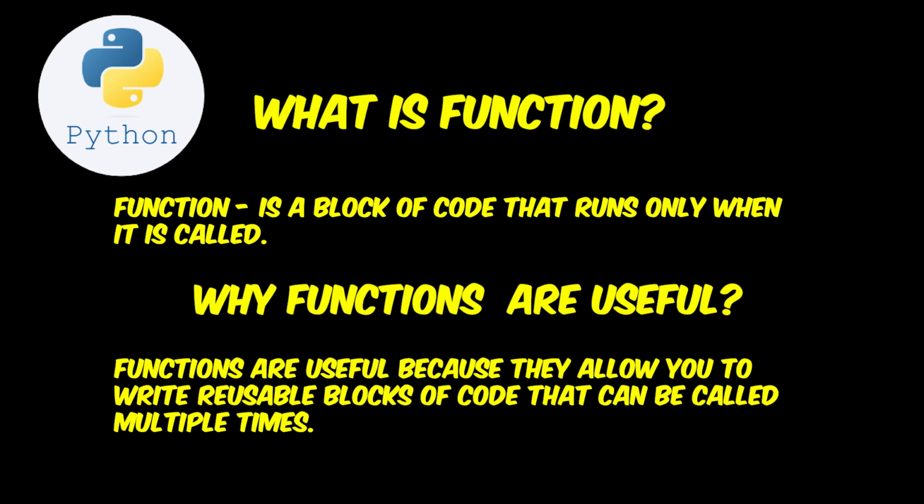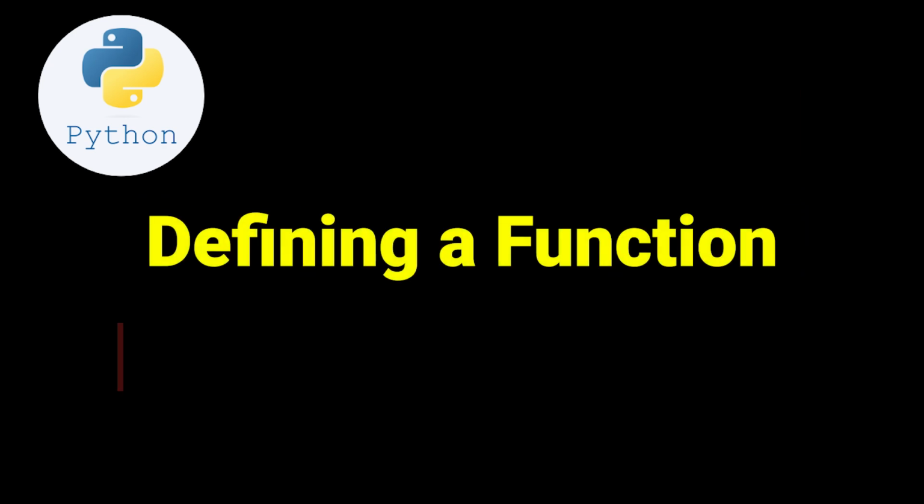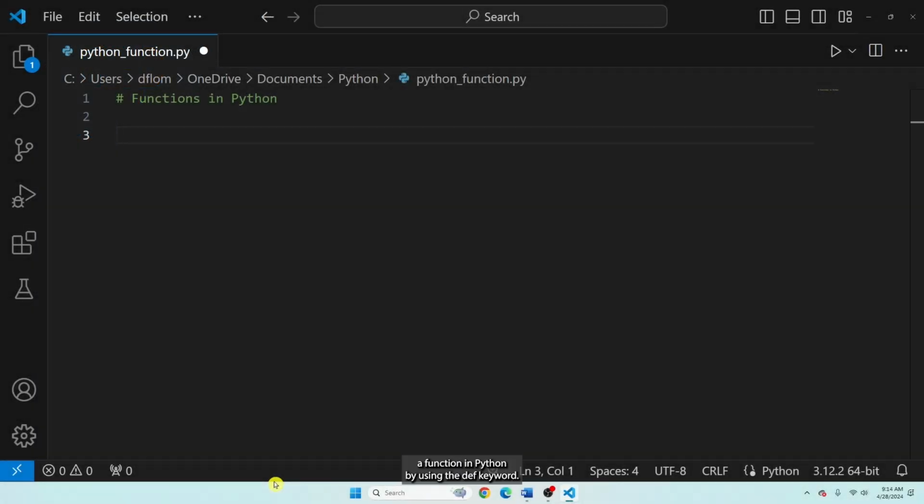A function is a block of code that runs only when it is called. Functions are useful because they allow you to write reusable blocks of code that can be called multiple times. You can define a function in Python by using the def keyword. Let's begin by writing a function that takes two numbers as input and returns their sum.